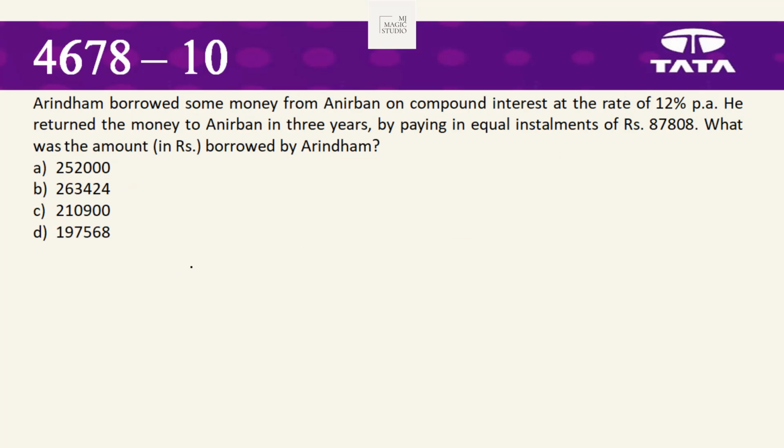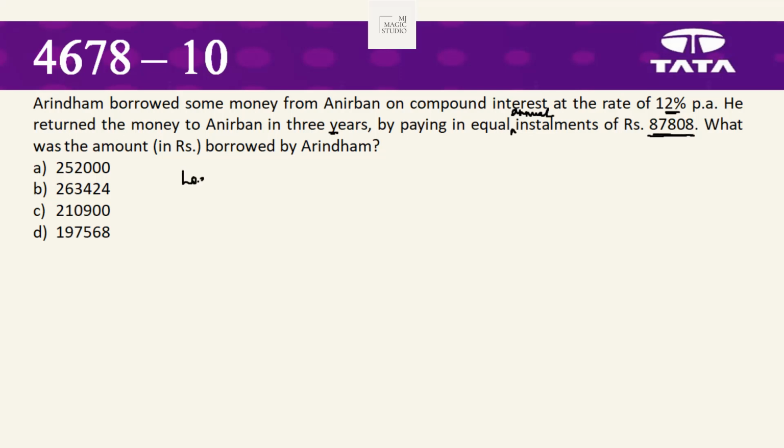Now this sample question I have deliberately taken up from EMI or EYI calculation with help of compound interest, because we have regularly seen that this type of question they ask like 60 to 70% of the time. You will find this EYI or installment calculation question. Arindam borrowed some money from Anirban on compound interest at the rate of 12% per annum. He returned the money in 3 years by paying in equal installments, and nothing is given, so we take it as equal annual installments of rupees 87,808. What was the amount borrowed?